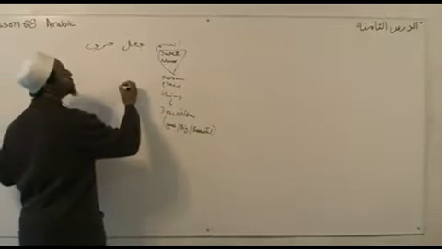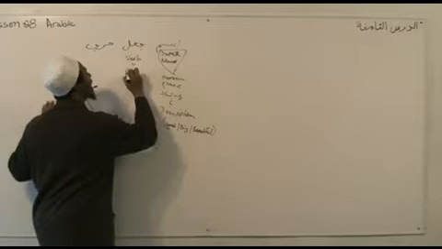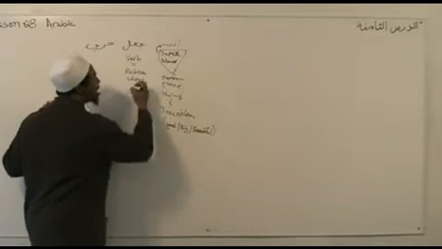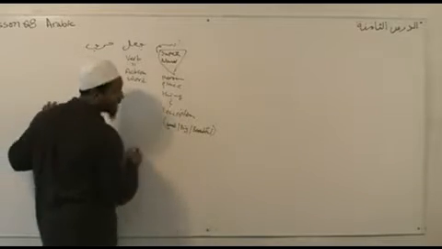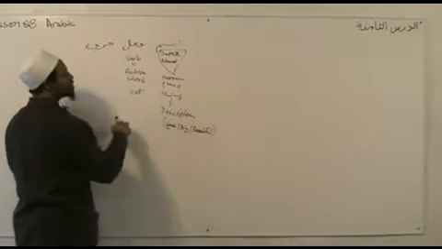What is a fi'lun? A verb. What is a verb? Action word, right? Give me an action. Eat. Okay. Eat is an action word.